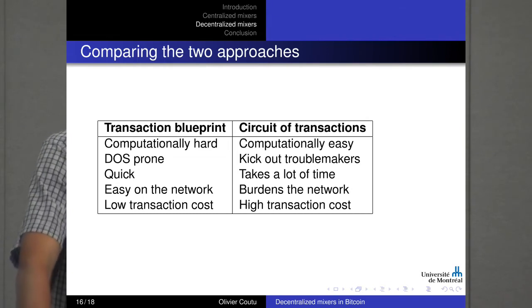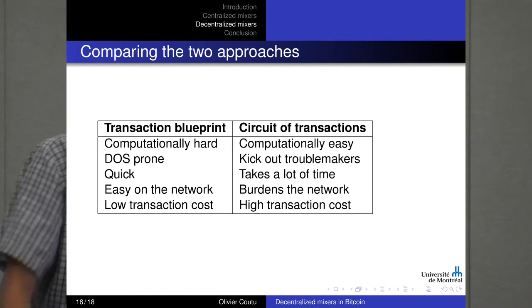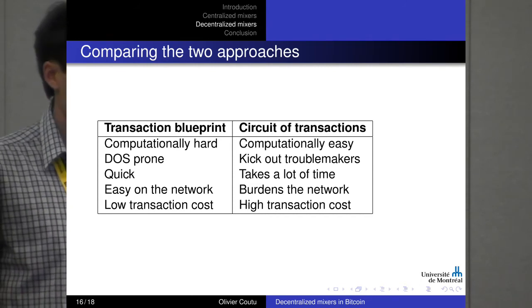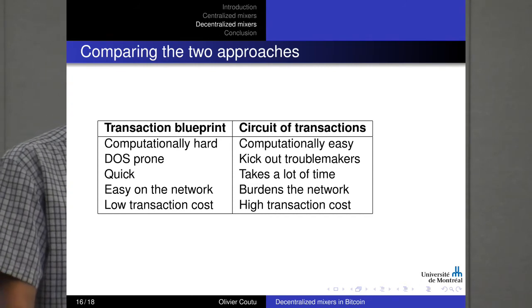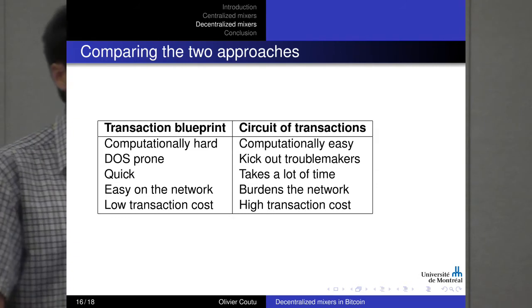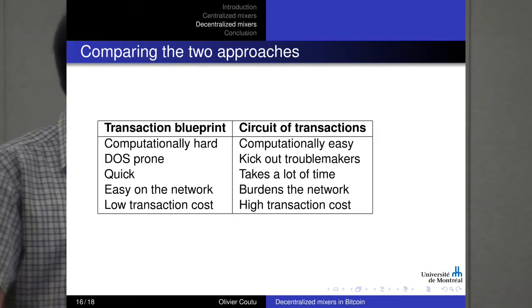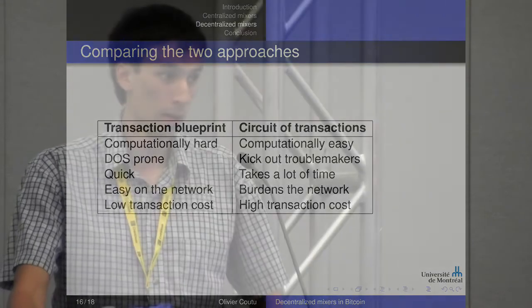Now, on the other side, the transaction blueprint only has one transaction, so it's quick to confirm, it's easy on the network, and the transaction cost is low, particularly low, even compared to standard centralized mixers. Whereas for the circuit of transactions, it's quite the opposite. The large number of transactions means a higher cost and a higher burden on the network, and it takes quite a bit of time before every transaction is confirmed.